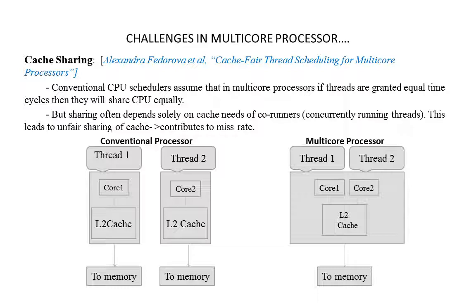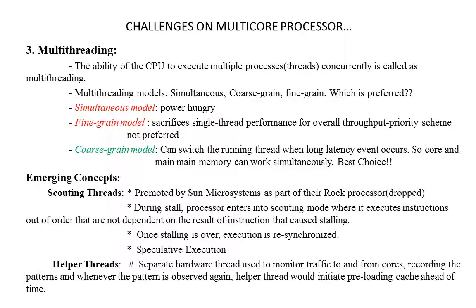The next challenge is multi-threading. The ability of the CPU to execute multiple processes concurrently is called multithreading. I must clarify one thing here. Many confuse parallelism with multithreading. Parallelism is using a set of resources to solve the problem by dividing the work. Multiple processes are working at the same time on multiple CPUs in parallelism, but in threading, multiple processes are working at the same time on a single CPU.